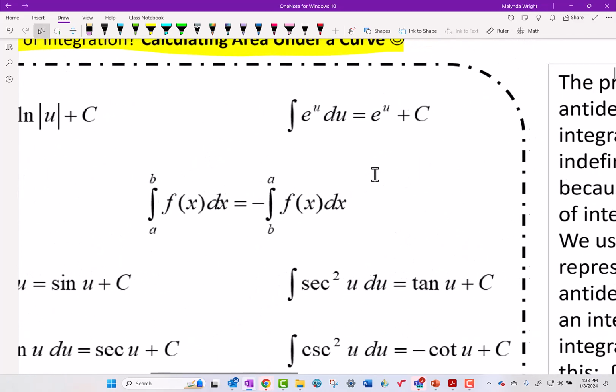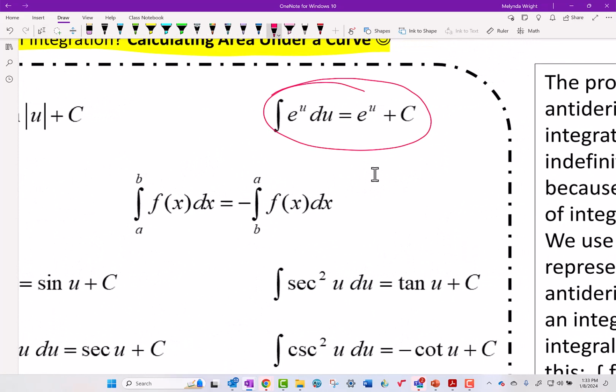And in calculus, e to the x is our friend. The derivative of e to the x is e to the x. The integral of e to the x is e to the x. How much easier could you get?